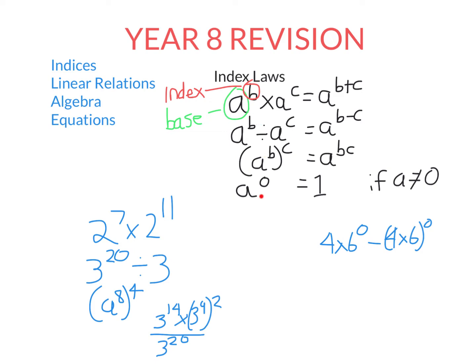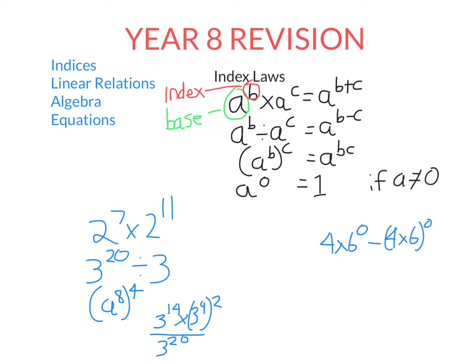So you need to know these four index laws. This first one just says when you multiply the same base, you add the powers. When you divide the same base, you subtract the powers. When you raise a power to another power, you keep the same base and multiply the powers. And this final one says that anything except 0 when raised to the power of 0 is 1. So like 2 to the power of 0 is 1, 3 to the power of 0 is 1, negative 4 to the power of 0 is 1, and so on.